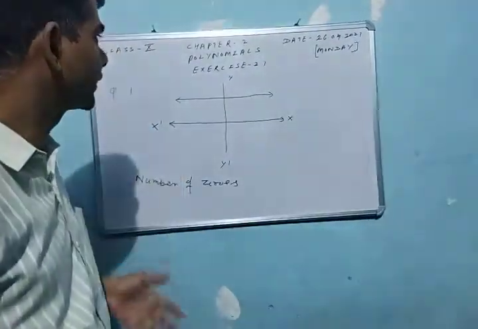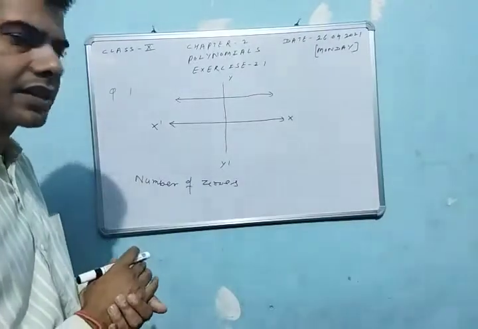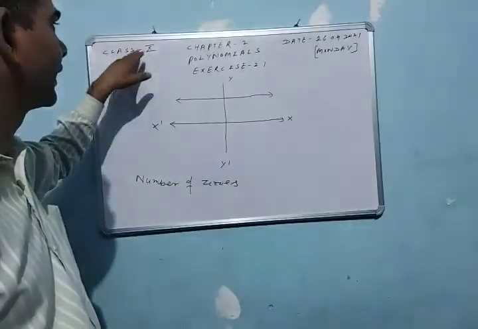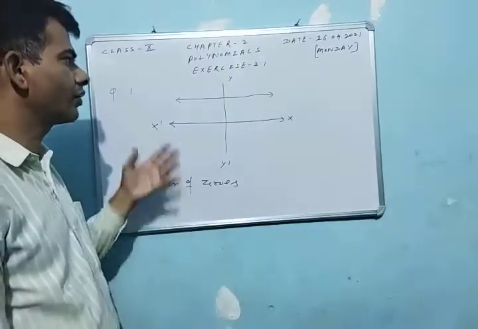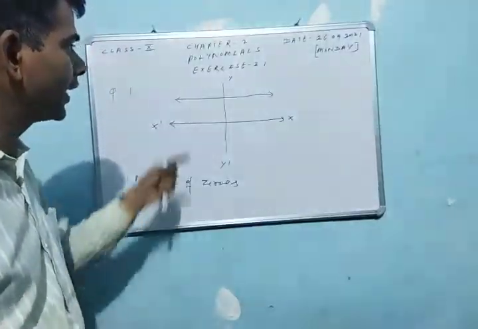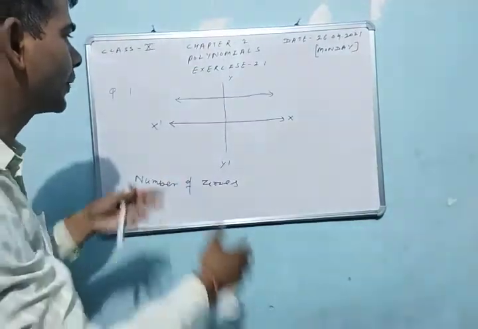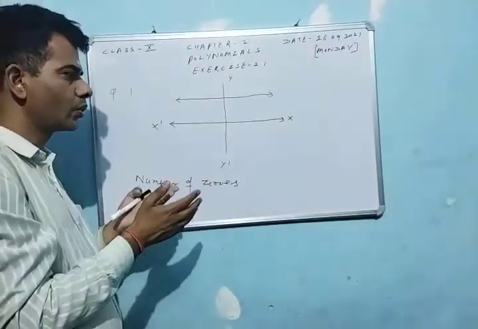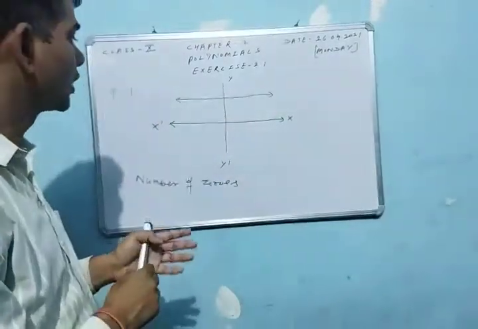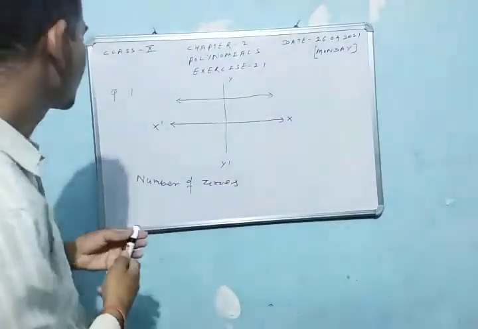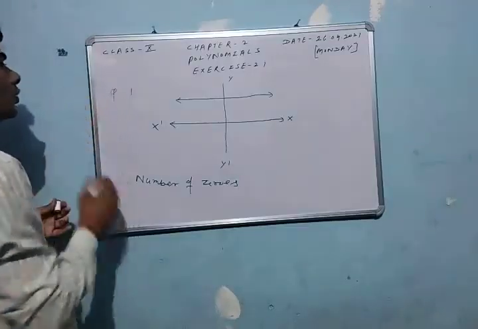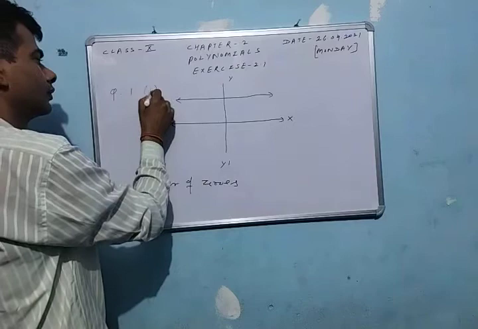As you know, we have already discussed the introduction of chapter number 2, Polynomials, class 10th. Today we will discuss exercise 2.1. In exercise 2.1, we have to find out how many zeros the given graph has. Exercise 2.1, question number 1, first part.